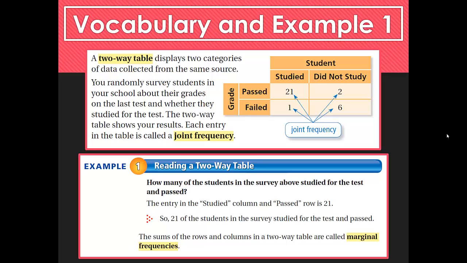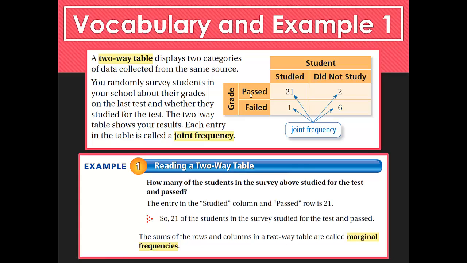So for our first example, we're reading a two-way table. How many of the students in the survey above studied for the test and passed? So we're going to look at our two-way table. In our two-way table, you see here is studied, and then on the side we have passed. So you want to see where this comes together, and that would be 21. So 21 of the students in the survey studied for the test and passed.